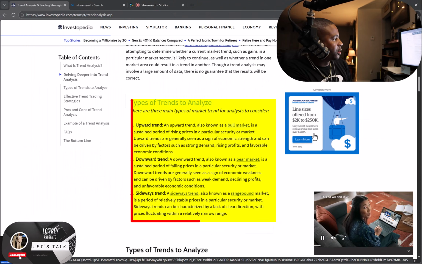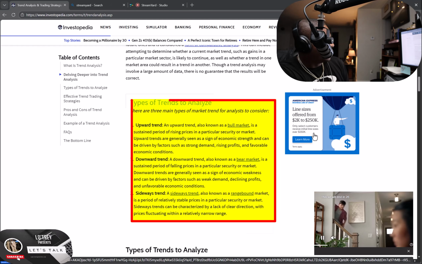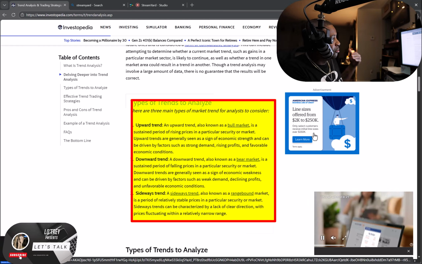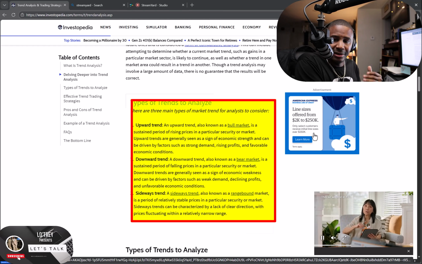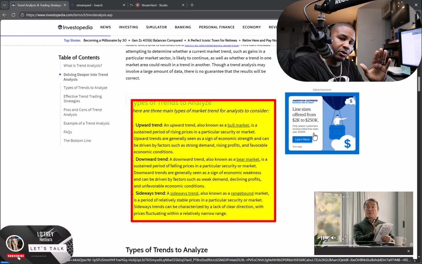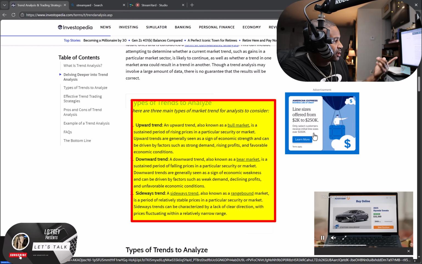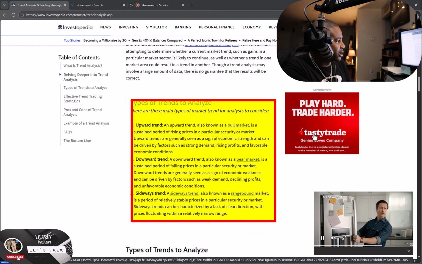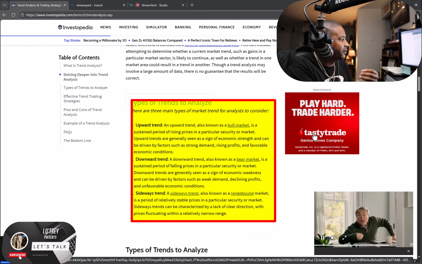Let me pull up a couple of technical definitions. It says upward trend, also known as bull market. Anytime you hear bull market or bullish, that means the direction is going up. It's a sustained period of rising prices in a particular security or market. Uptrends are generally seen as a sign of economic strength.